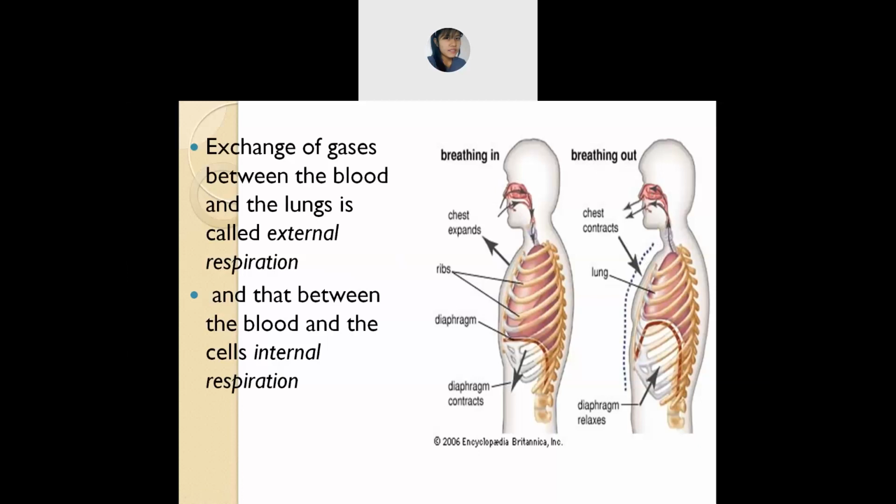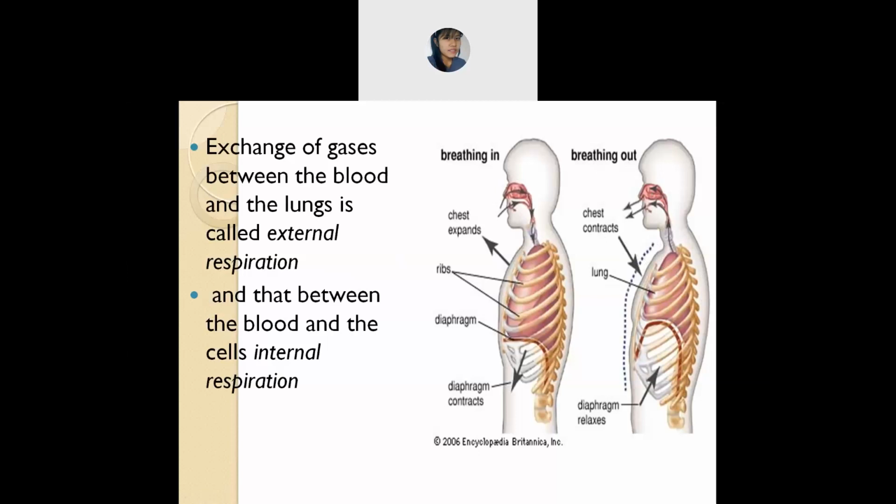So this is known as external respiration. तो external respiration में क्या होगा? यहाँ पे गैस एक्सचेंज होगा. कौन सा गैस? कार्बन डाइऑक्साइड एंड ऑक्सीजन. ठीक है, किसके बीच में होगा? ब्लड और लंग्स के बीच में एक्सचेंज हो जाएगा.